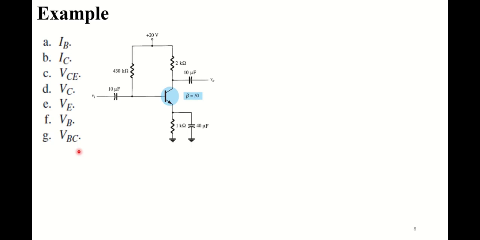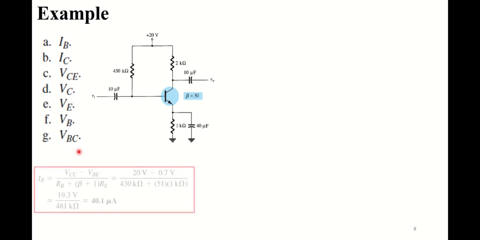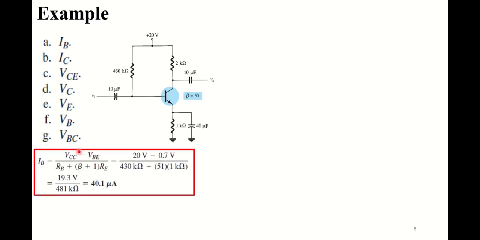We have already found the formula for calculating IB in the previous slide as shown here. This formula has been derived by applying KVL on the input loop of emitter bias configuration. Values of all the parameters including VCC, VBE, RB, beta and RE is given to us. All we need to do is to replace these values in the equation of IB.